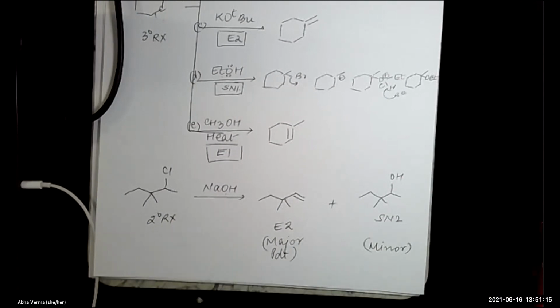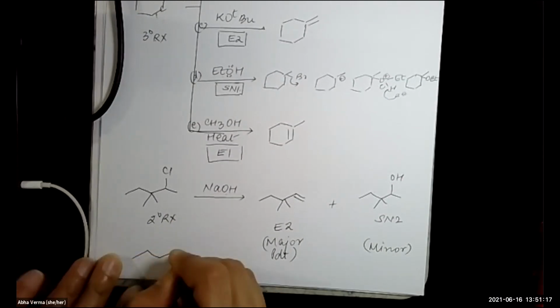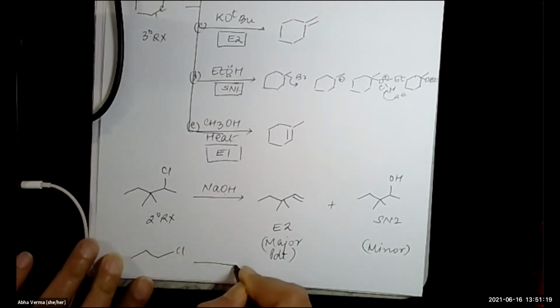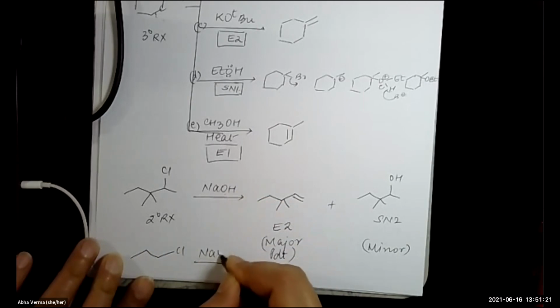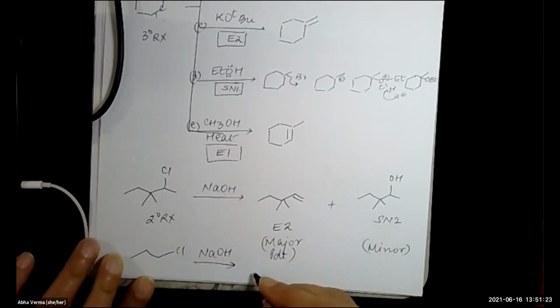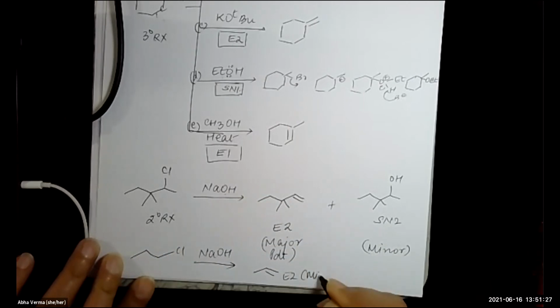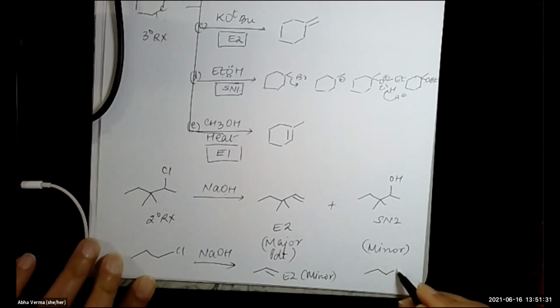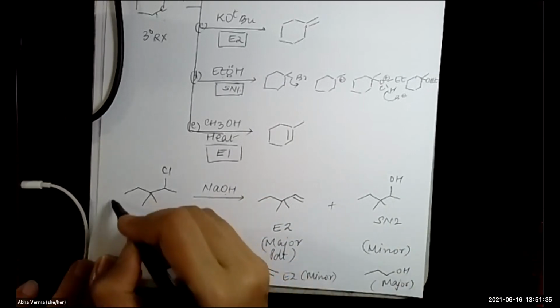If you had a primary substrate and a strong base, now your E2 would be the minor product and your SN2 will be the major product. So this is something that you have to remember. If you have a strong base, you are going to get an E2.